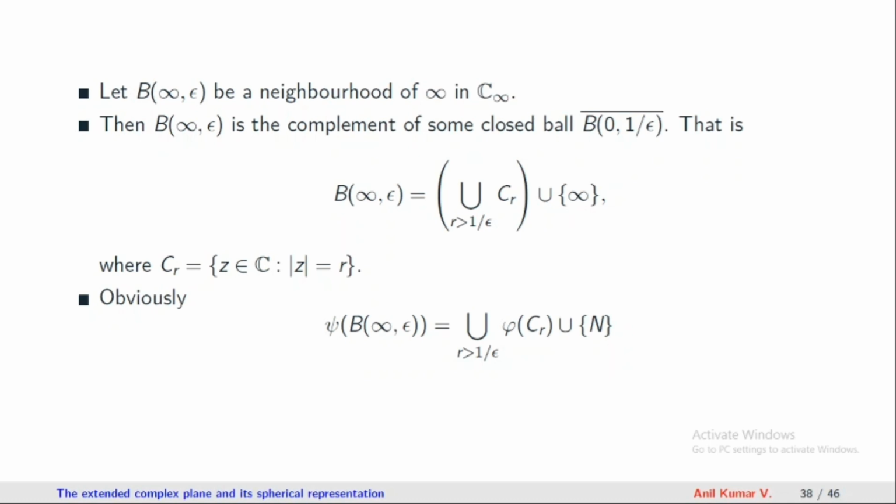So the sphere S2 and C infinity, the extended complex plane, are homeomorphic, but S2 is a compact space and C infinity is the homeomorphic image of S2, so C infinity is also a compact set, and this compact set is the one-point compactification of the complex plane C.